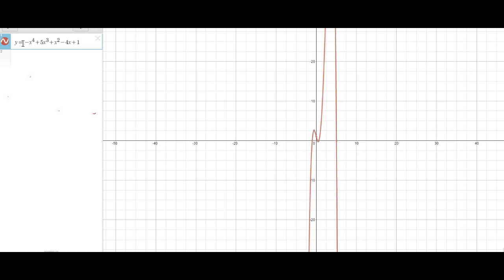Why? Because it opens down or it opens up. So it doesn't have to cross the x-axis. With odd, it has to, because it's going from one corner to the other corner. So it has to cross the x-axis at least in one place. Okay. It can't do 0, but it can do 1 or 2 or 3, depending on the next thing, which is the number of turning points.